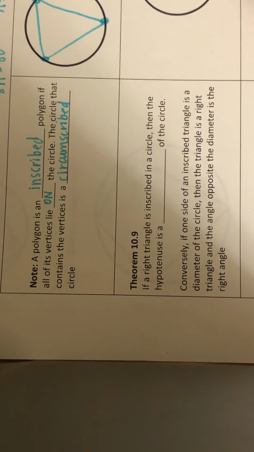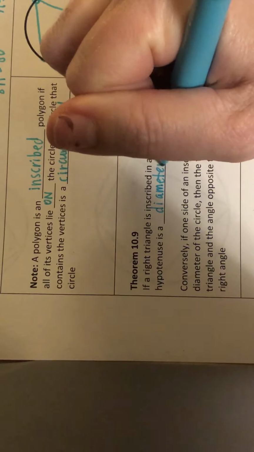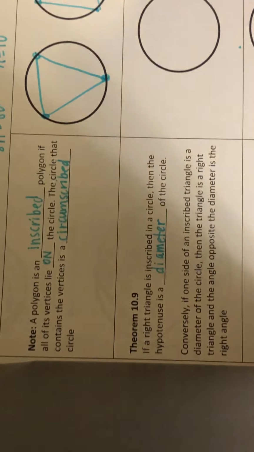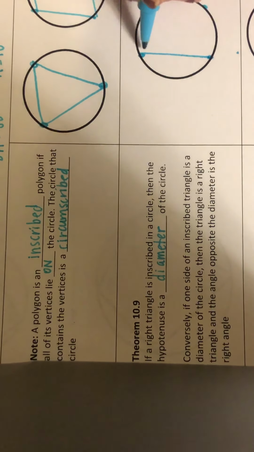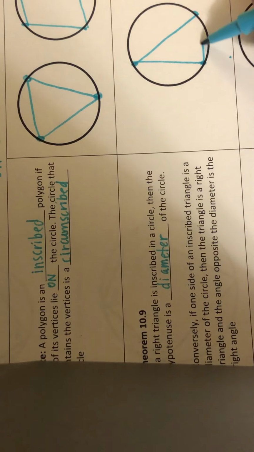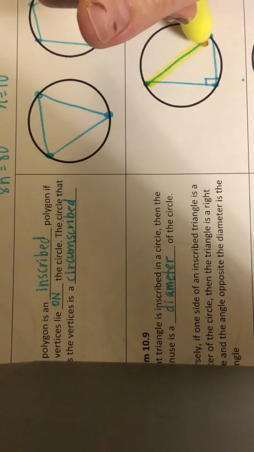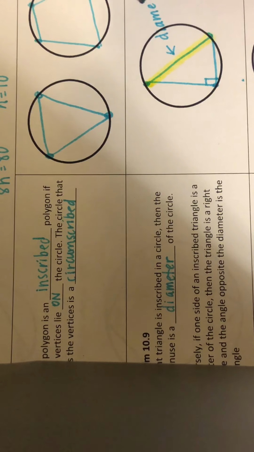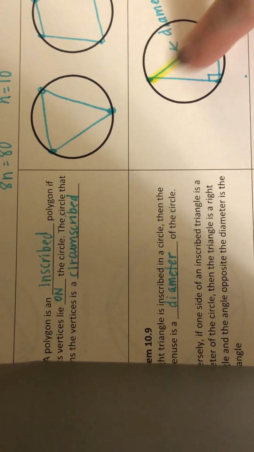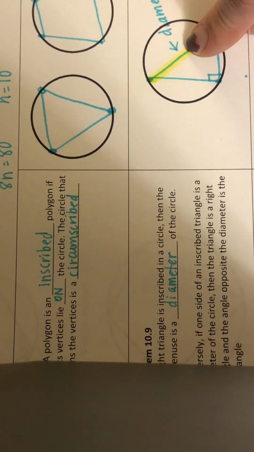For our next theorem, if a right triangle is inscribed in a circle, then the hypotenuse is a diameter of that circle. So let's kind of draw that out. If a right triangle is inscribed in a circle, so remember a right triangle's got to have a right angle, if it's inscribed there, then that tells me that this piece right here must be a diameter. Even though we don't have a center of a circle drawn on here, this theorem says if a right triangle is inscribed, the hypotenuse must be a diameter.